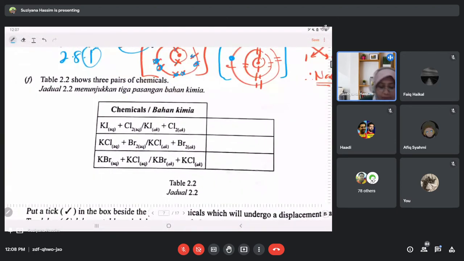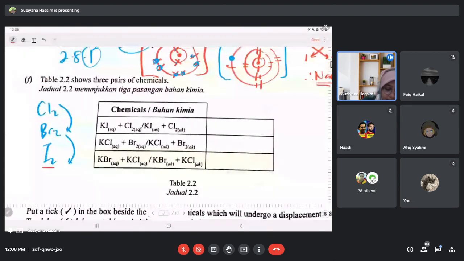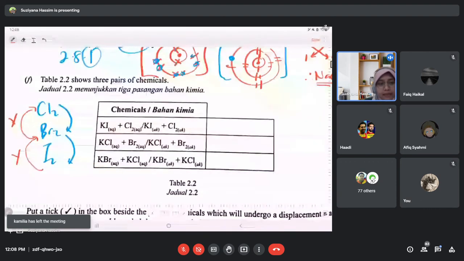Okay. Chlorine, bromine, iodine. Chlorine can displace bromine. Bromine can displace iodine. But iodine cannot displace bromine. Bromine cannot displace chlorine. Displacement.